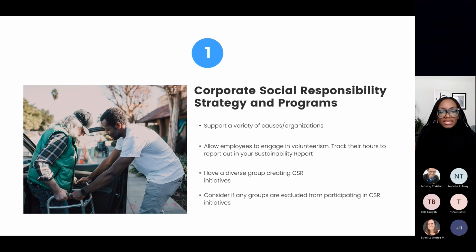Also, consider if there are any groups that are excluded from participating in your corporate social responsibility initiatives. When I say this, I think of frontline workers, right? Do we allow them time to go out into the community and volunteer? Do we create ways in which they can easily donate to causes? An example of that is, we do payroll deductions at my current organization to allow people to contribute to causes. And so those are just a few things to think of with your corporate social responsibility.